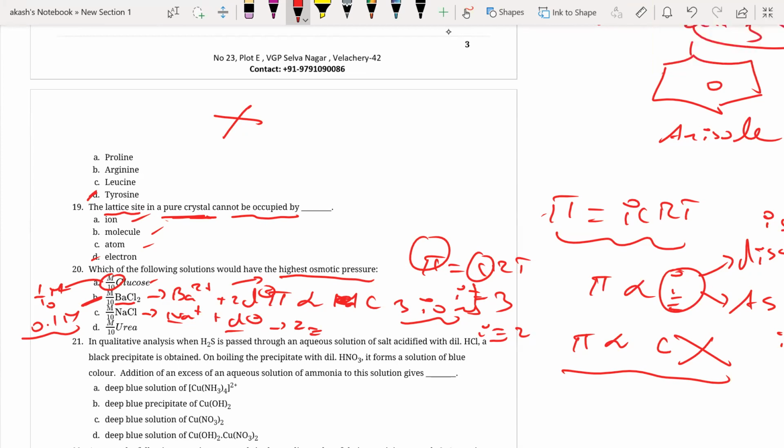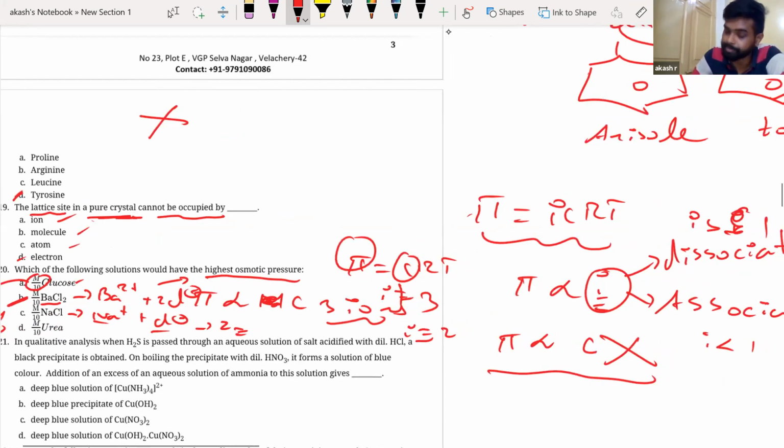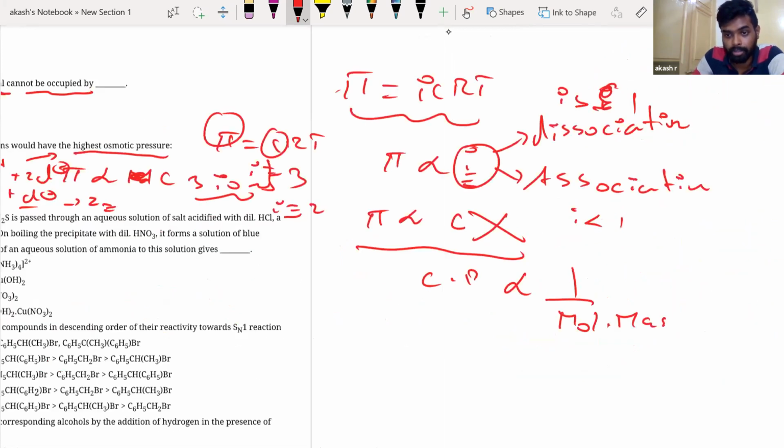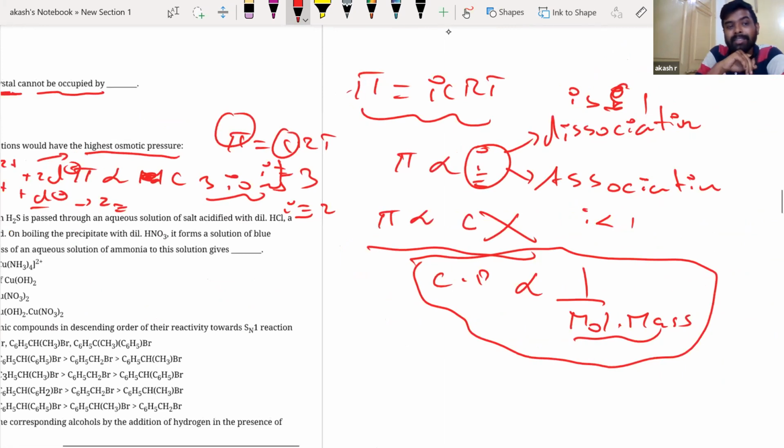Sir, this question, can we say that osmotic pressure is inversely proportional to the molar mass, like molarity? I understand why you are asking this, because any colligative property will be inversely proportional to the molecular mass of the compound. Definitely, you can tell this for sure. So whichever has the least molecular mass will have the highest colligative property. But if you take that into the picture, I don't think it will work. You just check the molecular masses.